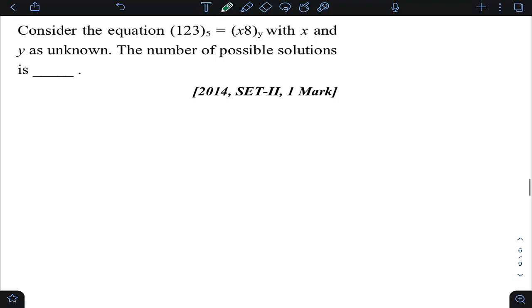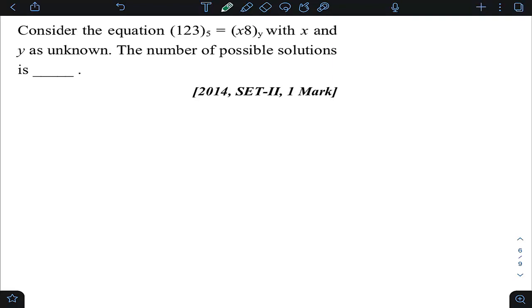So this is the next question, students. This question was asked in one of the computer science papers in 2014. The question is: consider the equation 123 base 5 equals x8 base y, with x and y as unknown. The number of possible solutions is dash. You may pause the video and try it yourself, or cross check the answer.